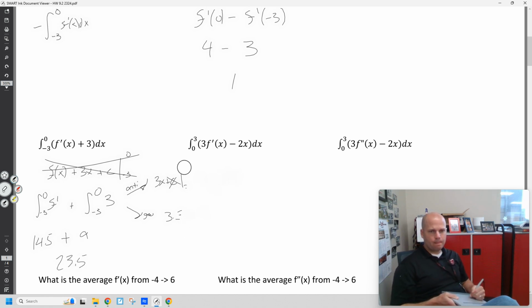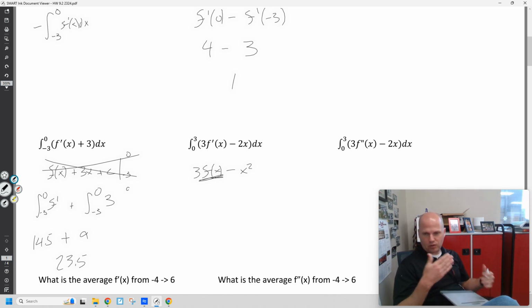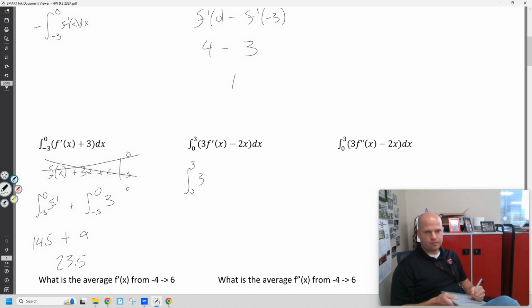Okay. Ready to split things up. Here, same deal. Since this is f prime, if I took the antiderivative of 3f prime, it would be 3f. This antiderivative would be x squared. Unfortunately, since I don't have f values so readily available, I could find them. It's probably better to do this geometrically to accumulate f prime times 3.